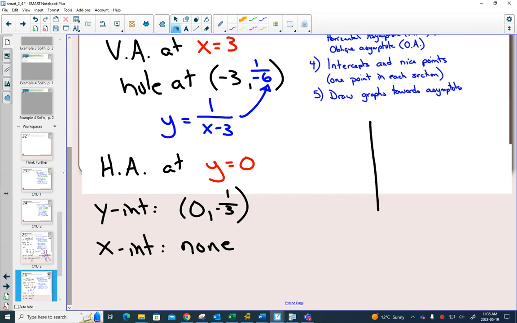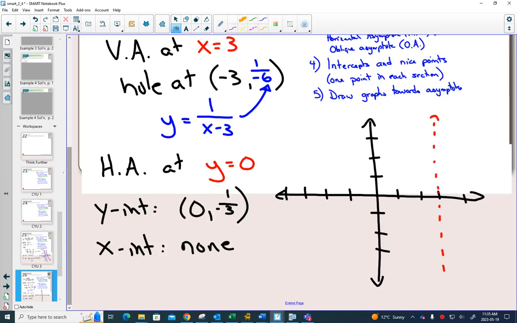So when we put everything in so far that we have found, we have a vertical asymptote at x equals 3, a horizontal asymptote at y equals 0. We know that our y-intercept is at 0, negative 1 over 3, and we have a hole at negative 3, negative 1 over 6.